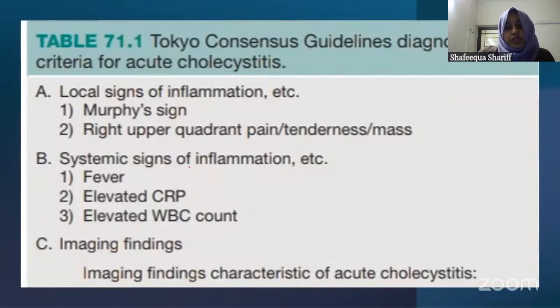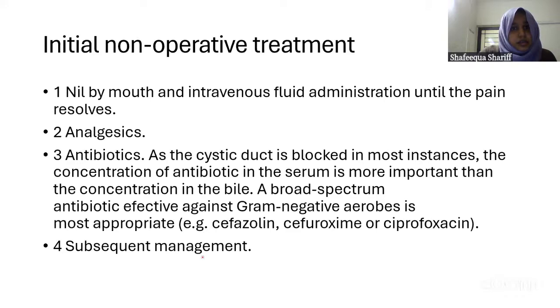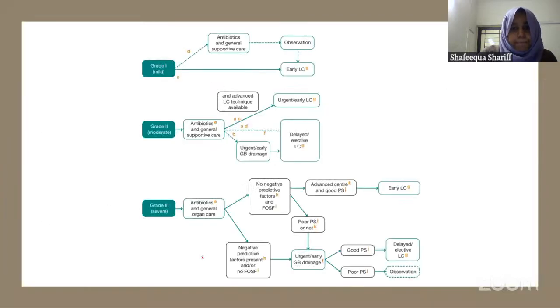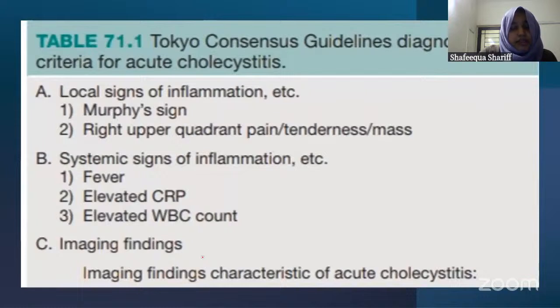So in acute cholecystitis, how will you say it's acute cholecystitis? There's the Tokyo consensus, which gives the guidelines for diagnosis. There must be local signs of inflammation, that is Murphy's sign, or right upper quadrant pain, tenderness, or mass. Systemic signs of inflammation, that is fever, elevated CRP, or elevated WBC counts, and imaging findings which are characteristic of acute cholecystitis. Characteristic imaging findings are a thickened gallbladder wall and pericholecystic fluid. You can see the gallstones there.